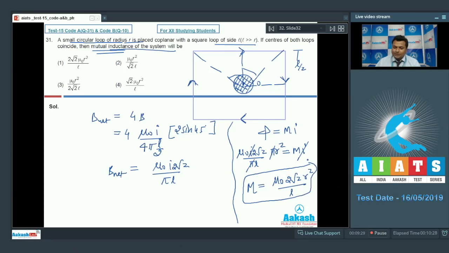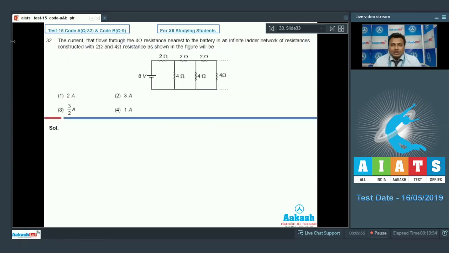Now let's try to find the options. We have option number 1 perfectly matching our answer. So we'll go with option number 1 only. Now move on to the next, number 32. So here is question number 32, everyone.